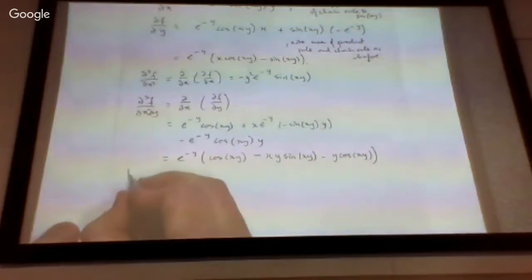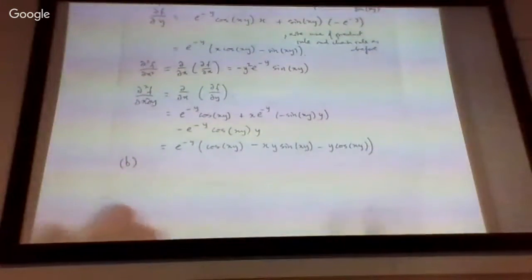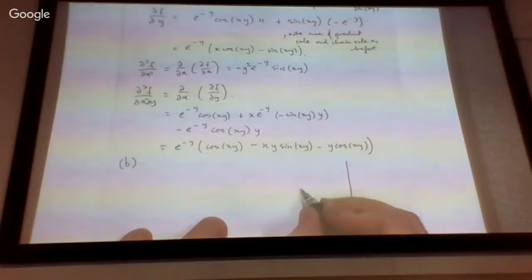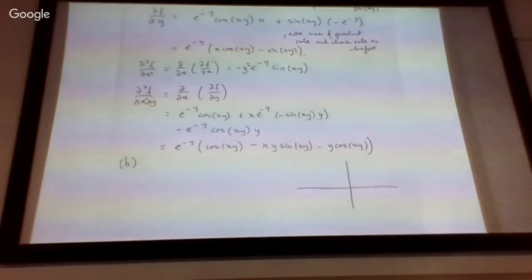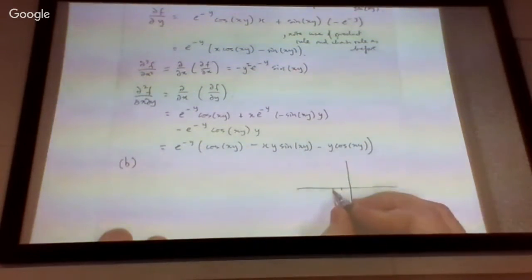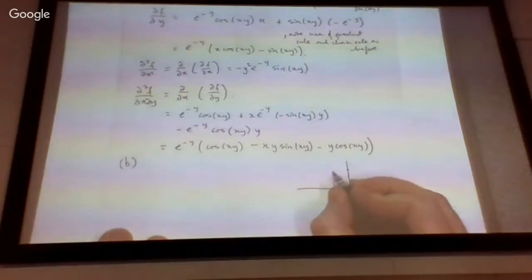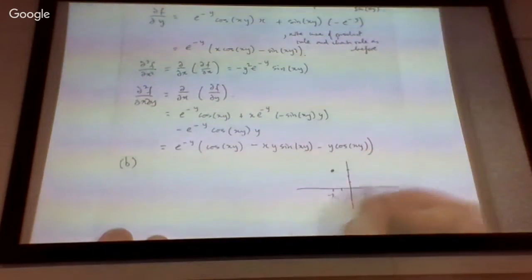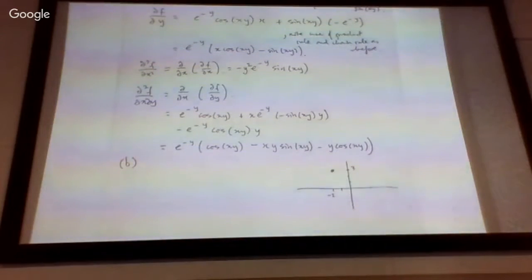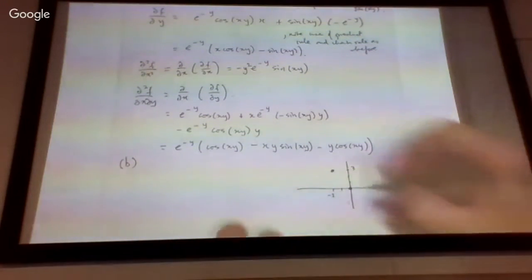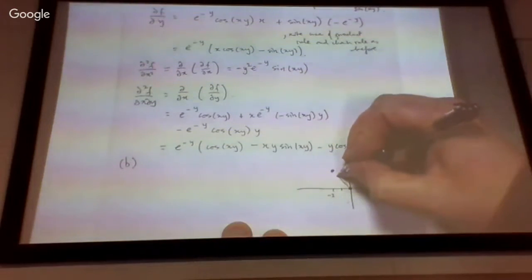No harm plotting the location of our point. It just helps us to think about it. It's the point minus 2, 3. It's going to be here, so it's going to be this point here, minus 2, 3. Whether or not we need the sketch, we probably do. So the path is a straight line from the origin to that point. So our path is just this straight line.